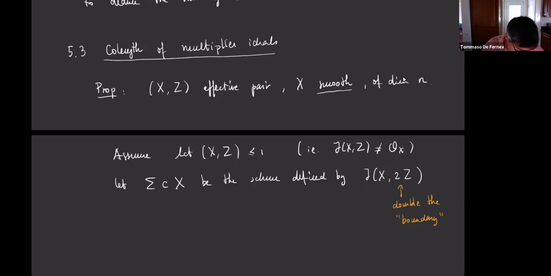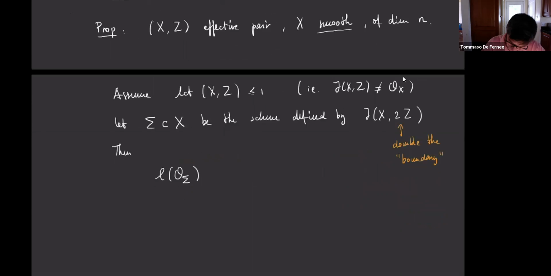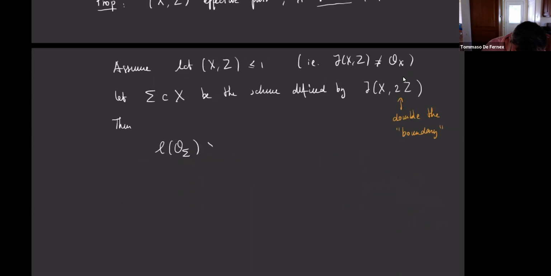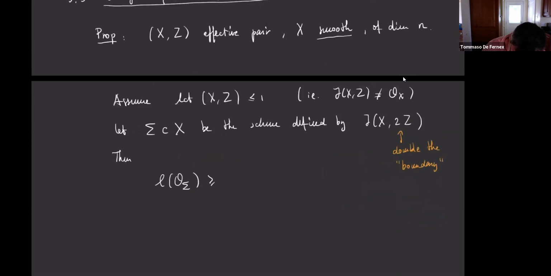In fact, the statement is the following. If I look at the length of the structure sheaf of sigma, this is at least, and now this is a strange number, 2 to the n plus n choose 2 times 3 to the n minus 2. Okay, so it seems pretty mysterious, but let's see where these things come from.